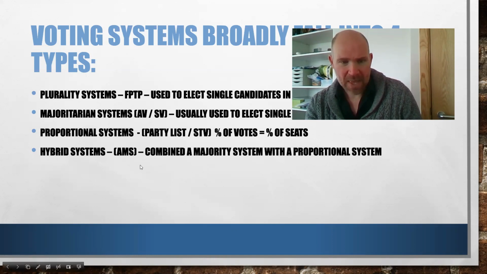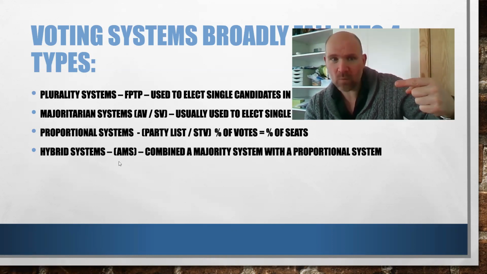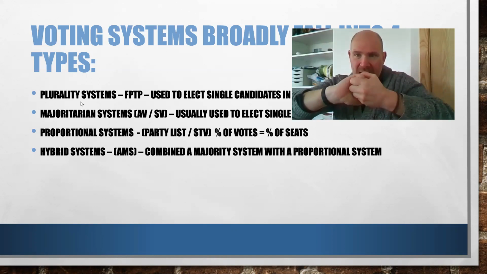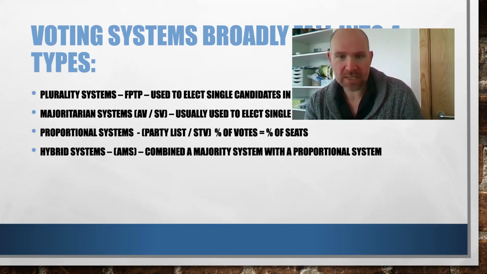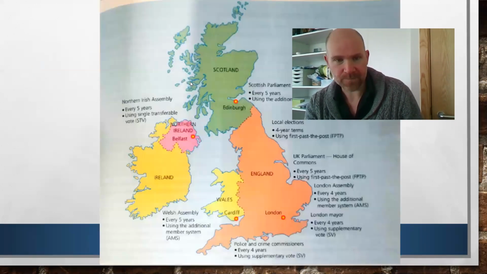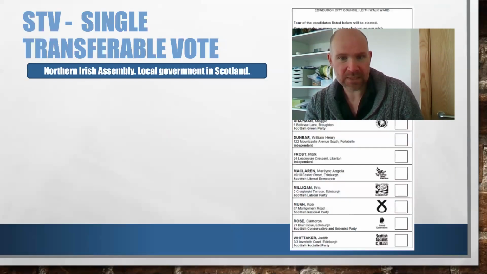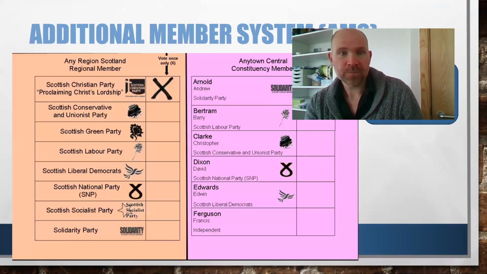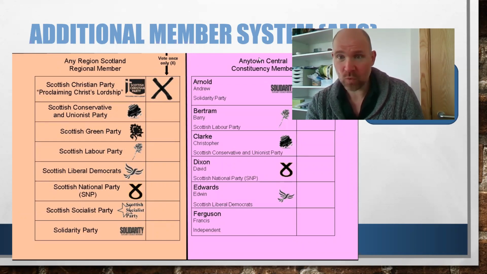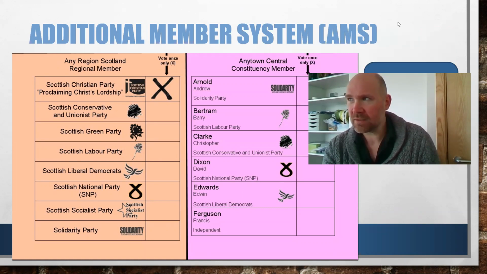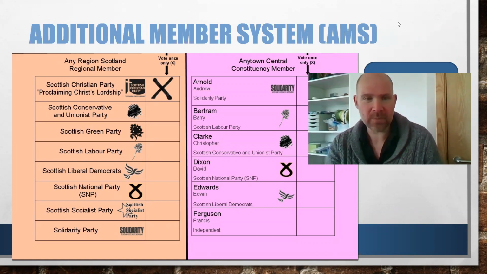So AMS, Additional Member System, is a hybrid system. So what does that mean? Well, it means it takes two of these types and tries to blend them together to create a new electoral system. So let's have a look at the ballot paper. Now, you should know that AMS is used in Scotland, in Wales, in the London Assembly, and others as well. It's quite a popular system because in some ways it's complex, but in other ways it's actually very simple, and I'll explain what I mean.